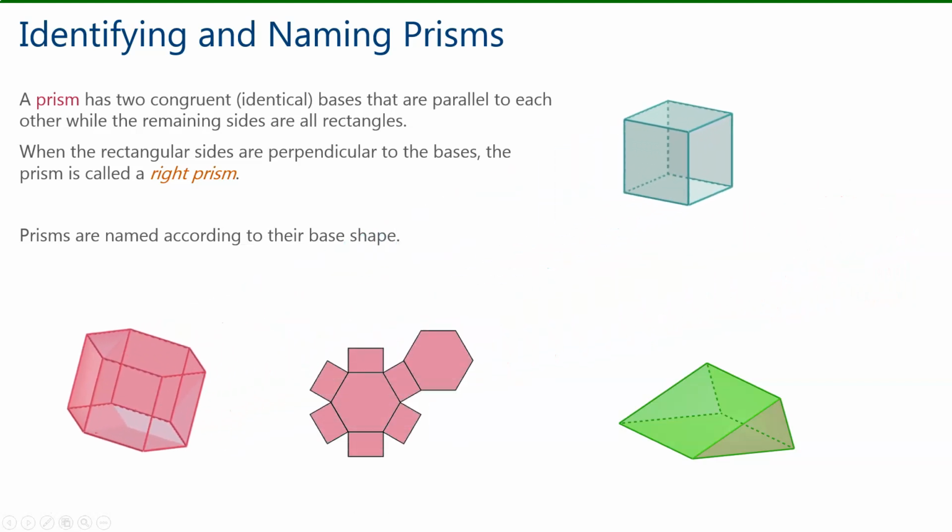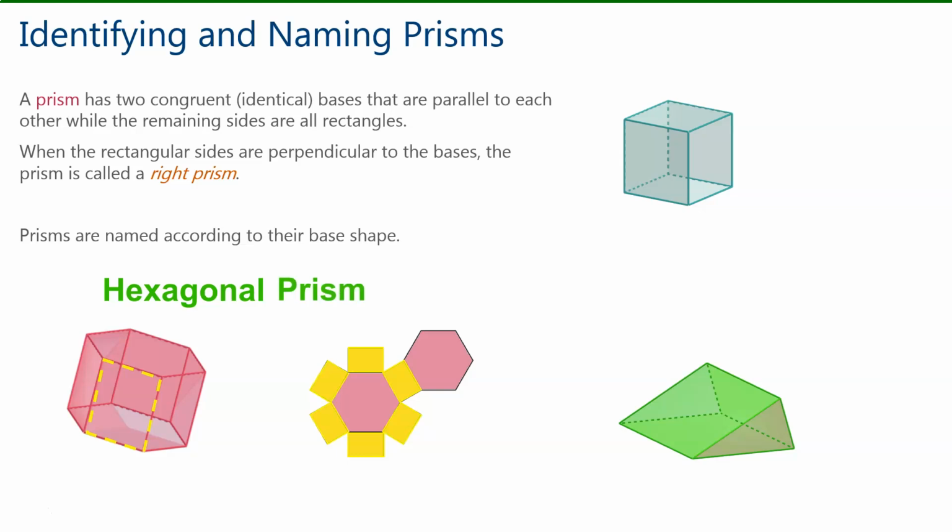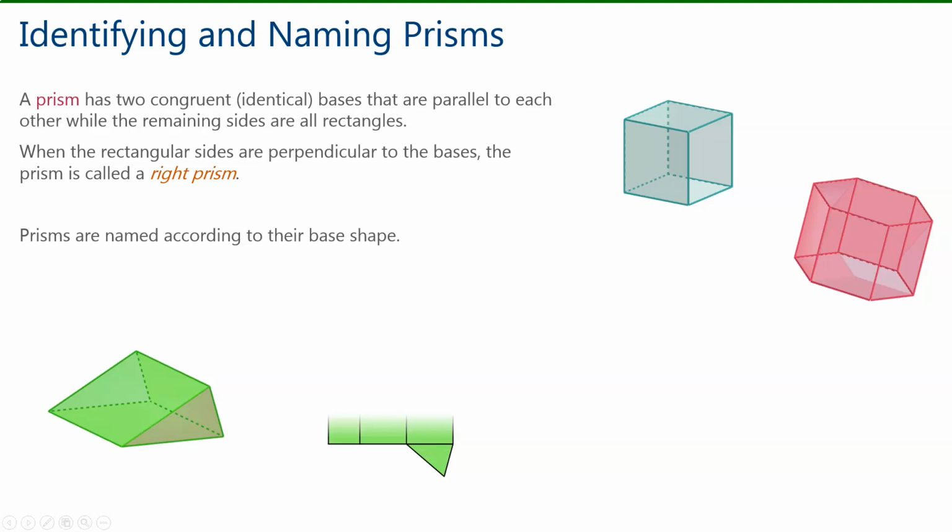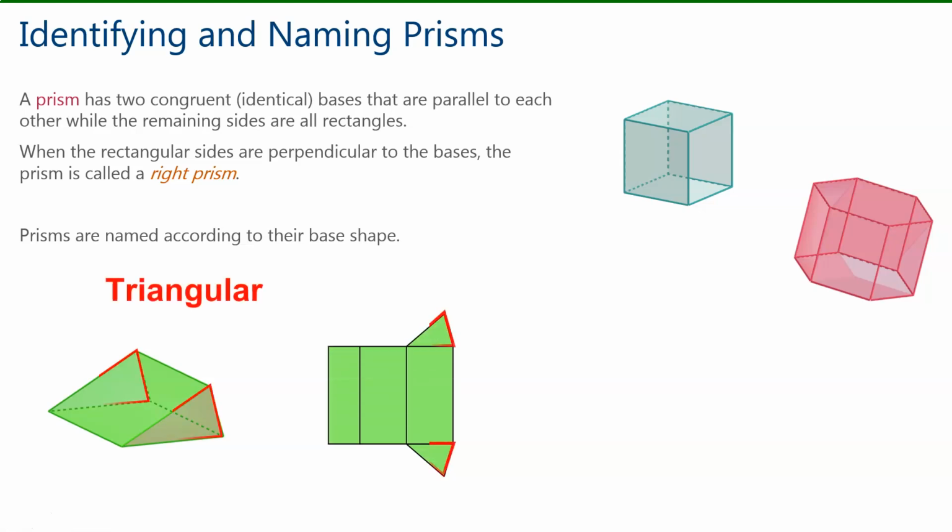This object has two parallel hexagonal sides, and the remaining six sides are rectangles. Therefore, this 3D object is called a hexagonal prism, or a right hexagonal prism, since the rectangular sides are perpendicular to the hexagonal bases. This last object has two congruent triangular sides that are parallel, and the three remaining sides are rectangles, so this figure is called a triangular or right triangular prism.